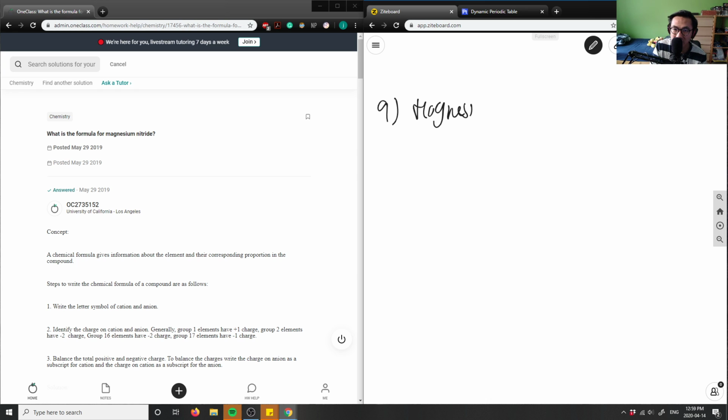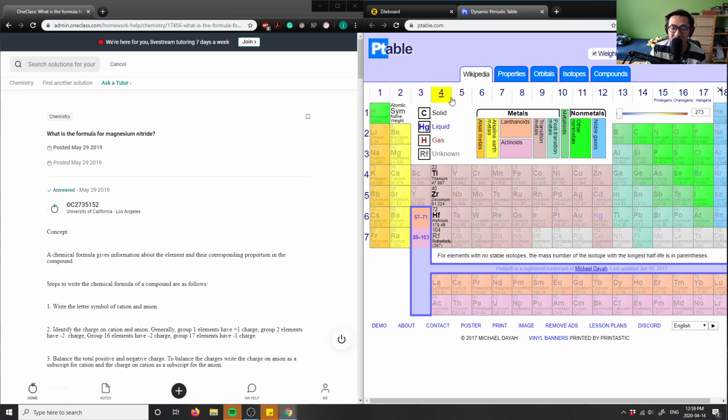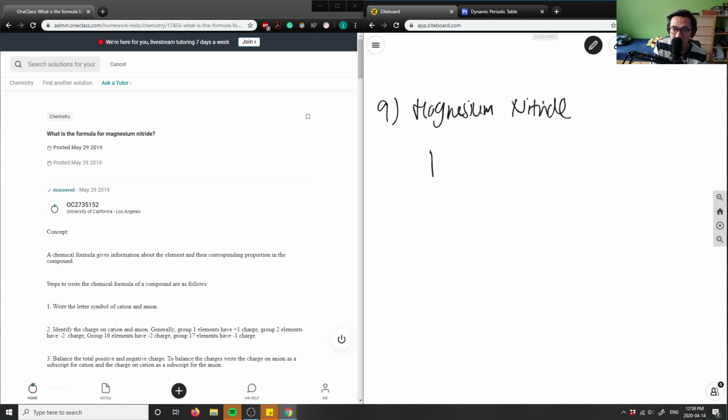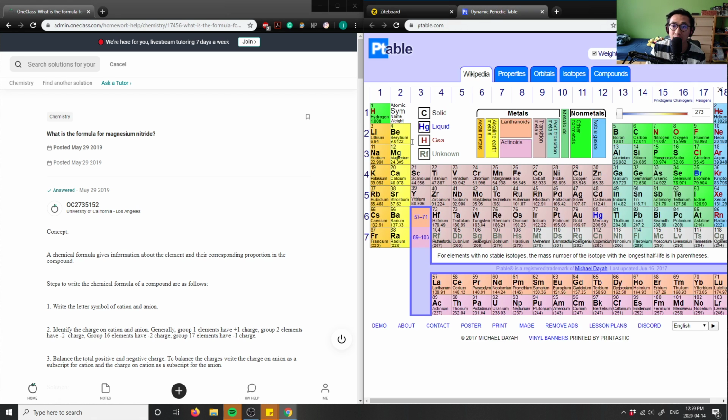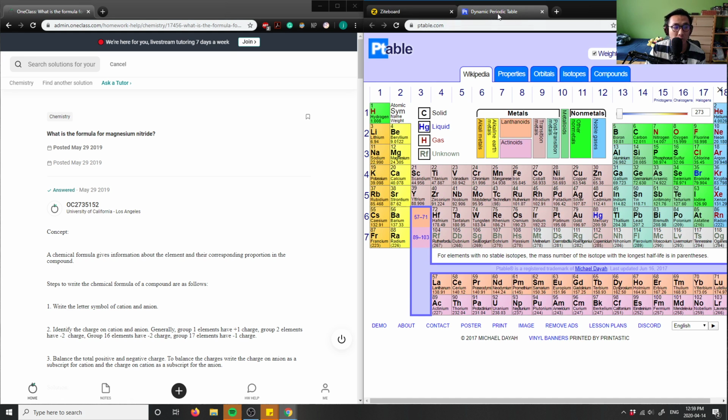So magnesium nitride. All we have to do is look at our periodic table and figure out where magnesium is. Magnesium is a metal, which means it's on my left side here. I see Mg, so that's my magnesium. And what's the charge of magnesium? If it's in the second group, it has a +2 charge. So magnesium is 2 plus. Nitride is simply a short form of nitrogen.